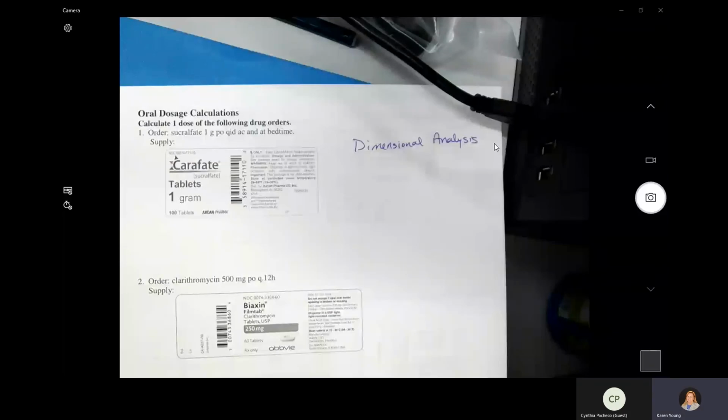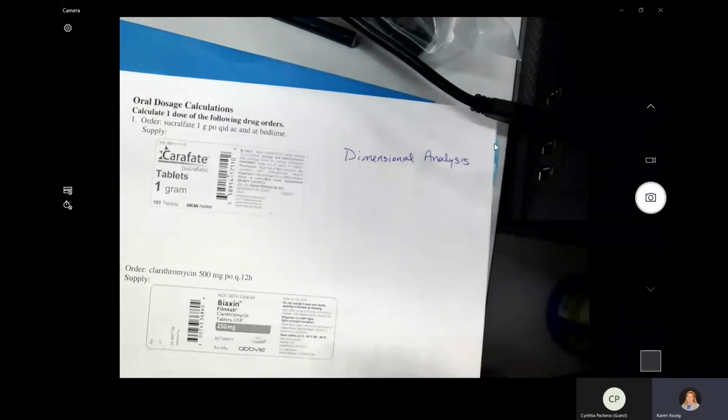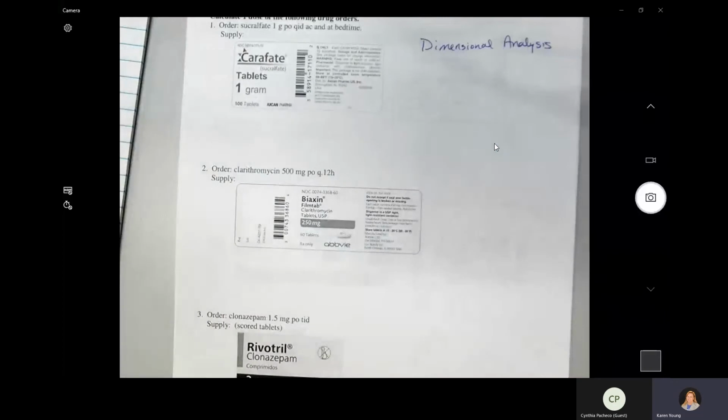And hopefully, in a couple of minutes, everybody will see what I'm looking at. We're going to look at dosage calculations today. And these labels are hard to read as is, so I'm going to fly out.